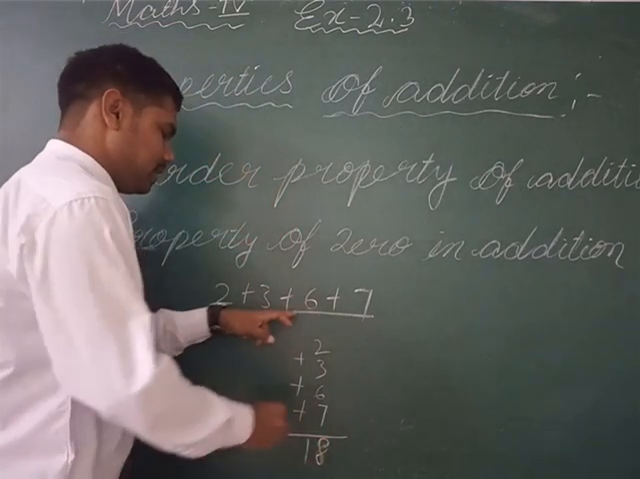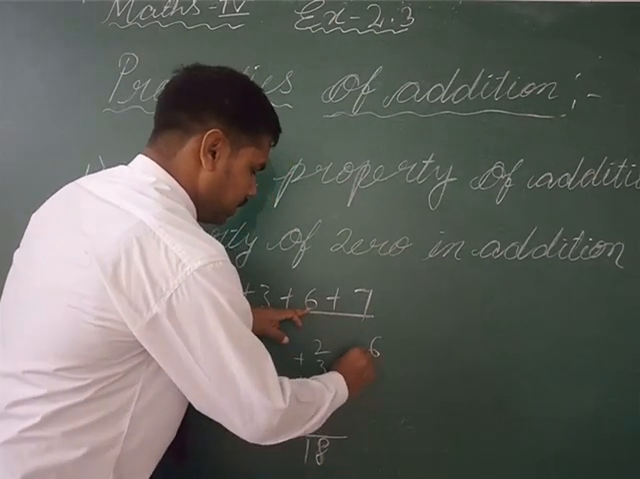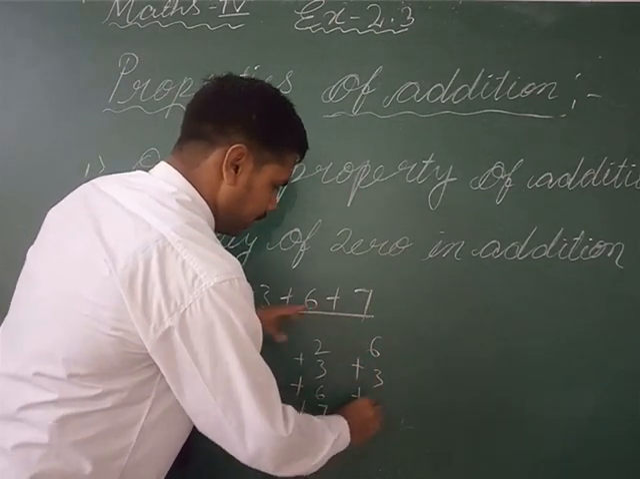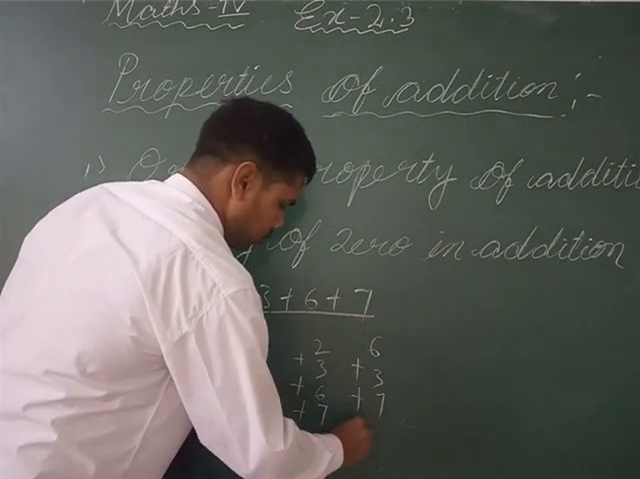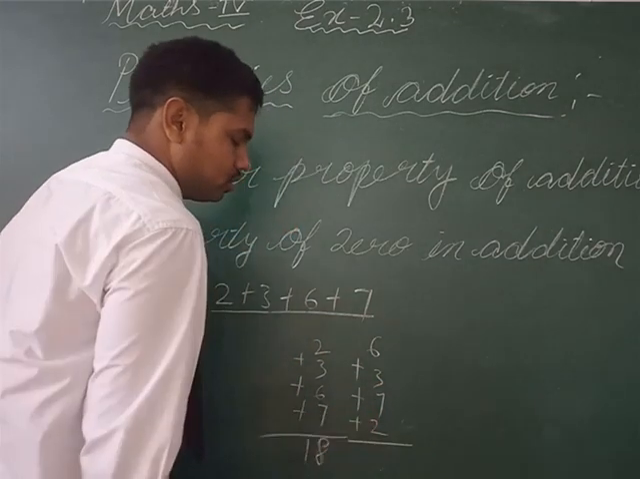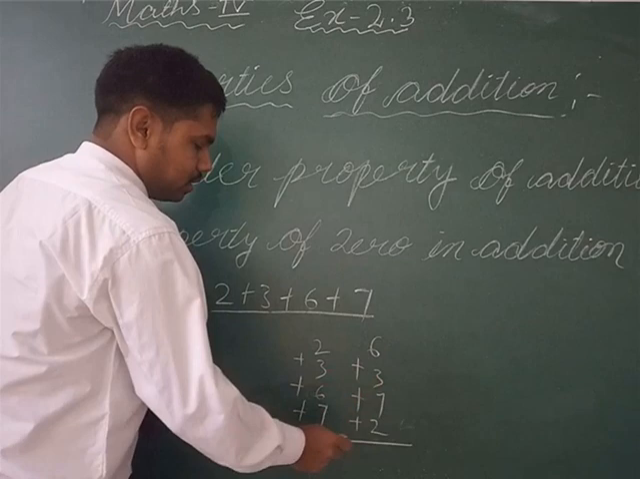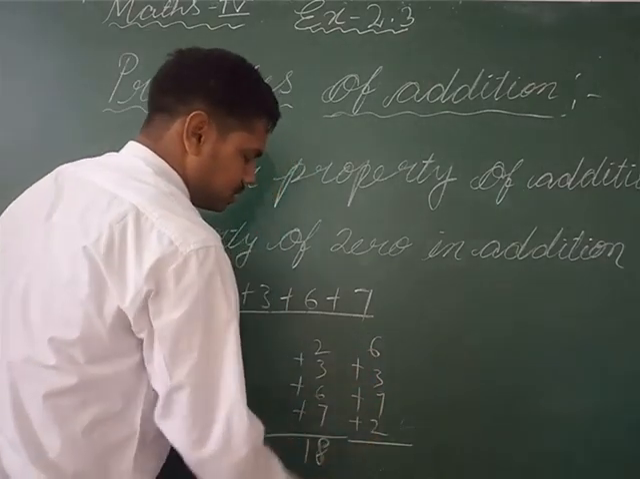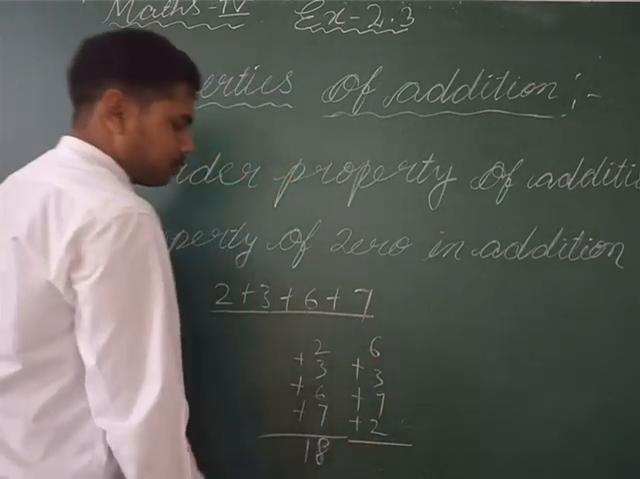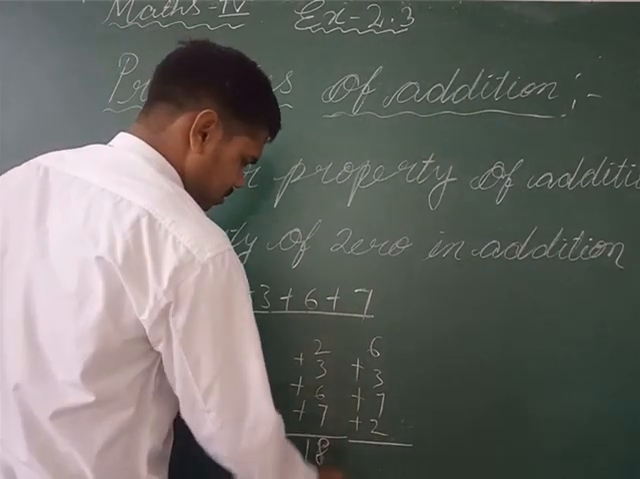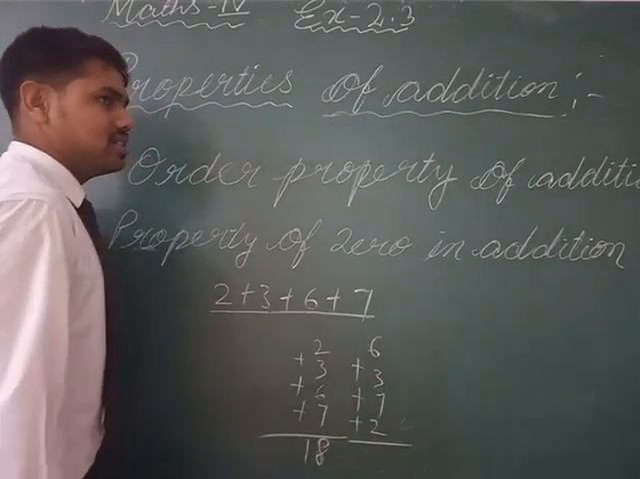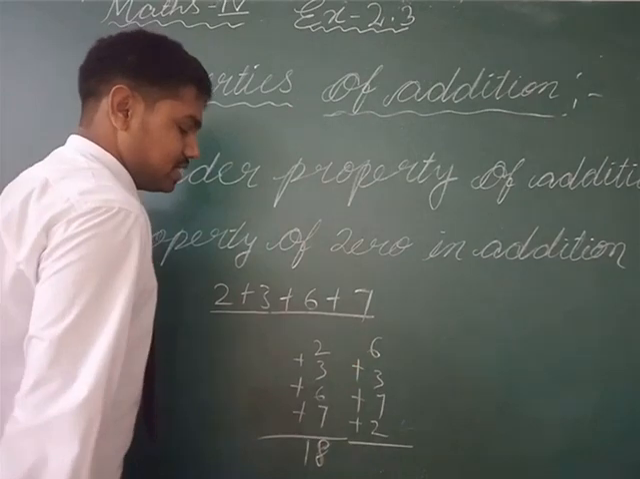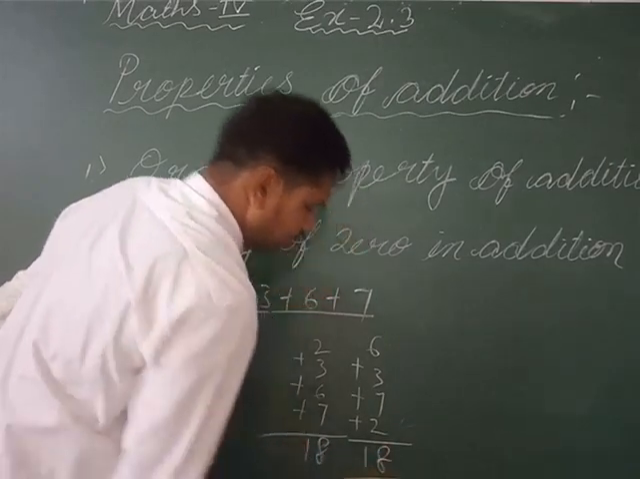If you are arranging, suppose you are writing 6 first, then you are writing 3, then you are writing 7, and then you are writing 2. So here also, 7 plus 2, 9. 9 plus 3 is 12. 12 plus 6 is 18. So here also 18.